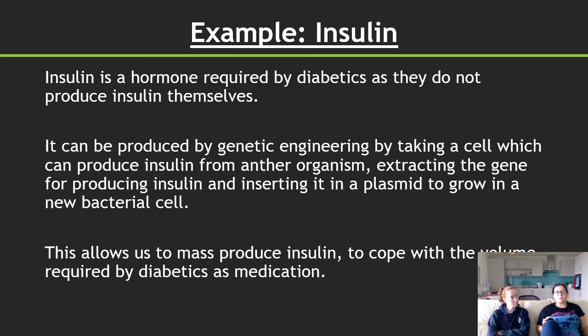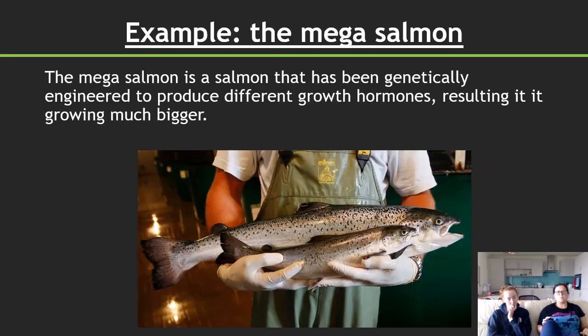But again, with this mass production idea, more and more people are being diagnosed with type 1 diabetes. If we didn't have genetic engineering, we would have to be raising an awful lot more pigs to kill so that these people could have their insulin to inject. Genetic engineering is a way around that, so it's really good.